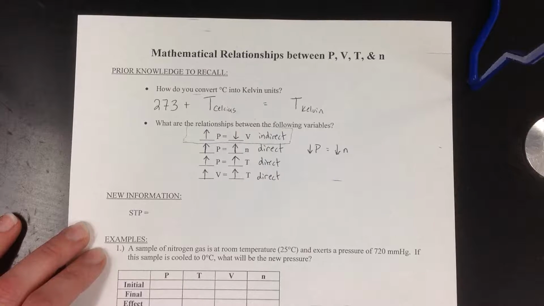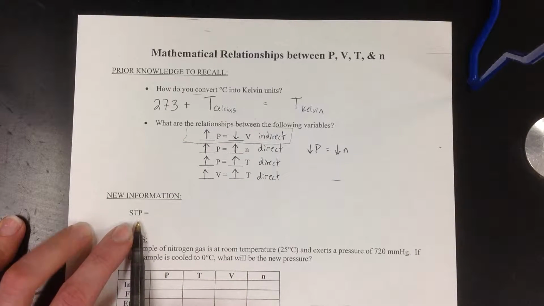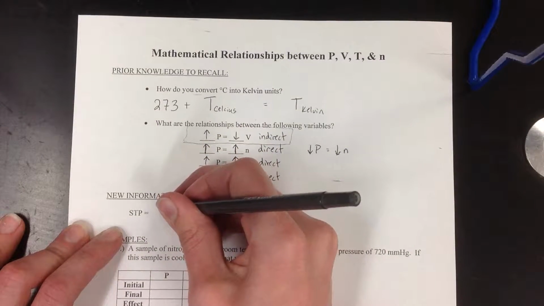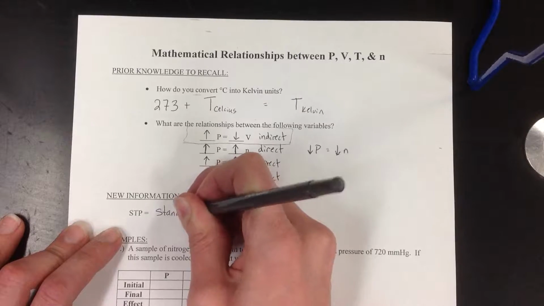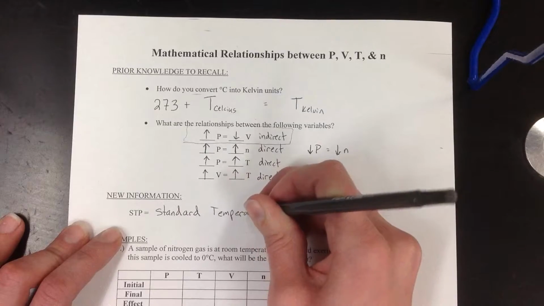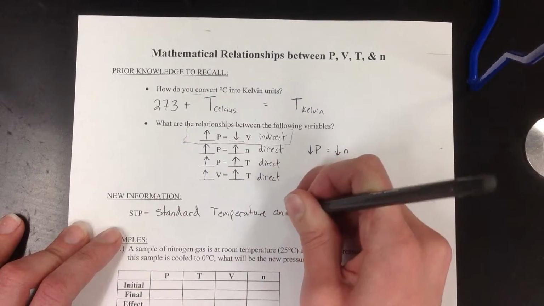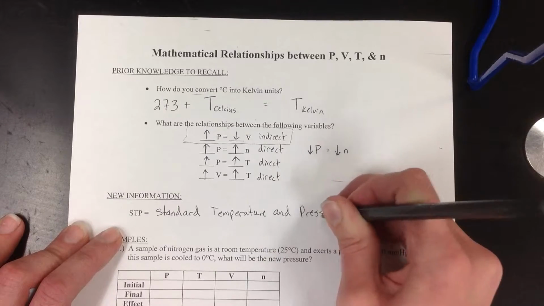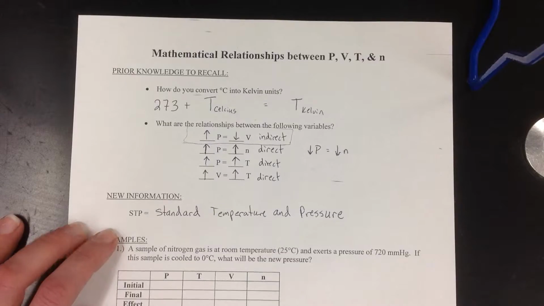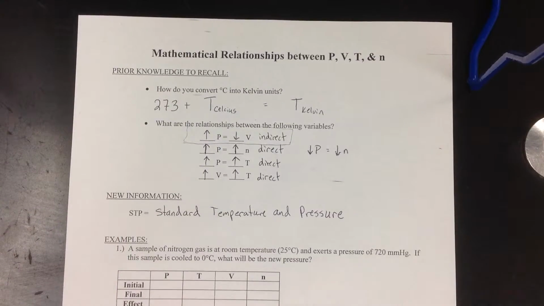Now, some new information we haven't talked about. Scientists are really lazy, so they use a lot of abbreviations. One of the abbreviations you'll see with our study of gases is STP. This stands for standard temperature and pressure. Standard temperature and pressure. They have set particular conditions to be the standard.